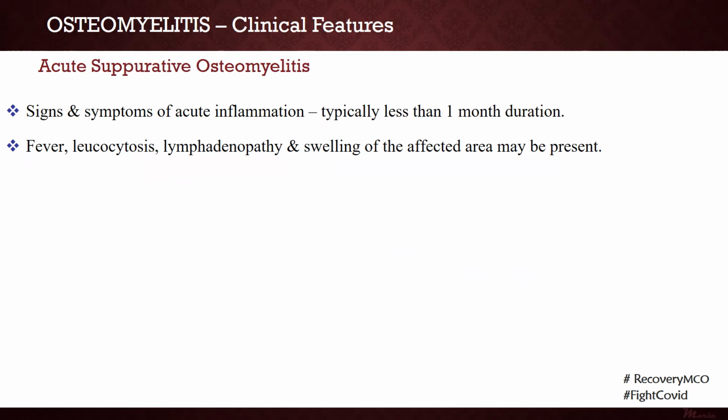Acute suppurative osteomyelitis is a lesion which generally occurs within 1 month duration. Signs and symptoms of acute inflammation are seen in this case of osteomyelitis. These include fever, leukocytosis, enlarged lymph nodes, and swelling of the affected area. The overlying skin in the affected area may be warm. This is because of the presence of inflammatory process in the area.